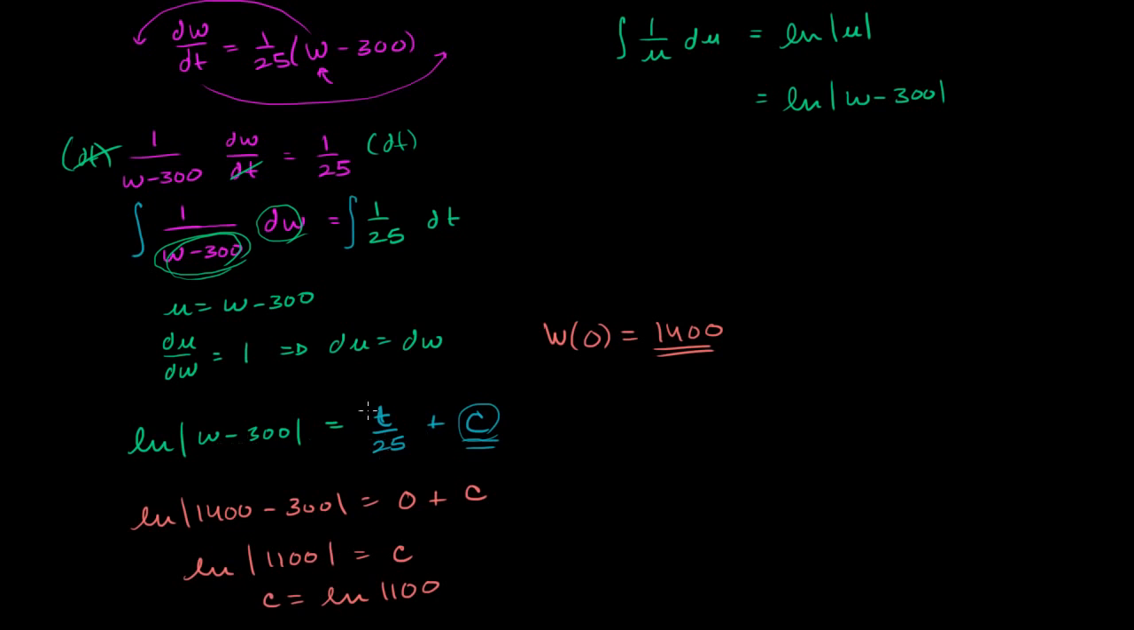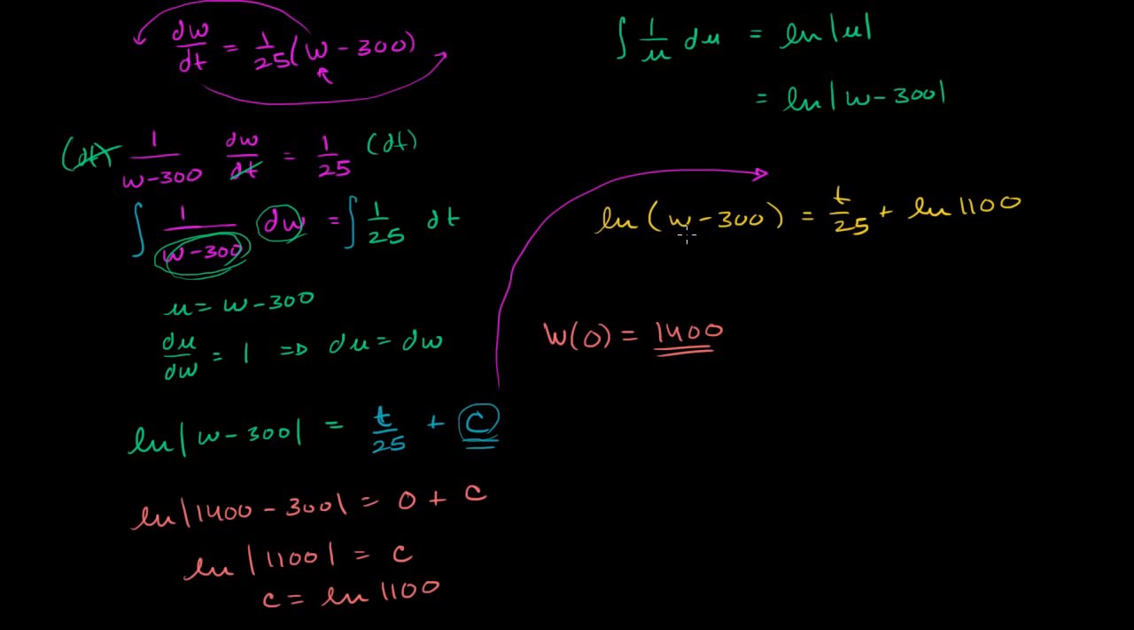So now we can rewrite this part right over here. Let me start right over here. So we could write the natural log of the absolute value of w minus 300. And actually, we know that w is an increasing function. W starts at 1,400 and only goes up from there as t gets larger and larger. So if we're starting at 1,400 and only getting larger and larger values for w, this expression right here is never going to get negative for positive t values. And that's all we care about. And so we can actually drop the absolute value sign. This will always be a positive value. So we could say the natural log of w minus 300 is equal to t over 25, and we've just solved for our constant, plus the natural log of 1,100.